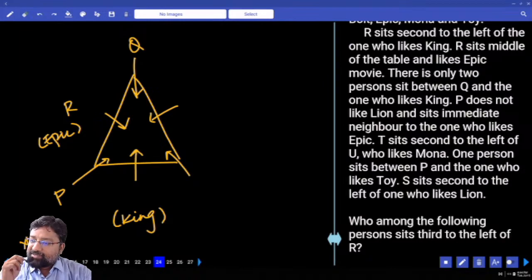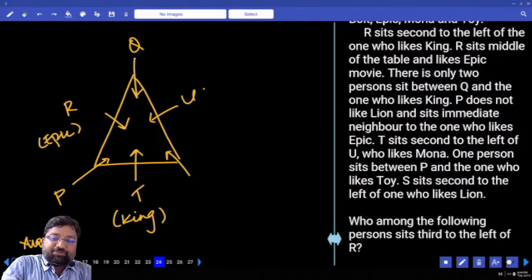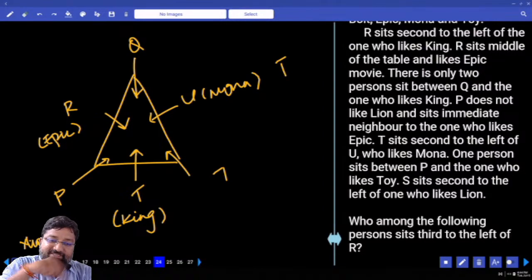Next. T sits second to the left of U, who likes Mona. And I can say U sits second to the right of T. If I put T here, this is U who likes Mona, there is no other possibility for U. If you put T here, second right is already Q; T here, second right is already R. So how many possibilities for T? Only one possibility.